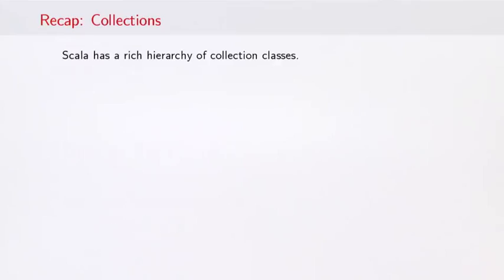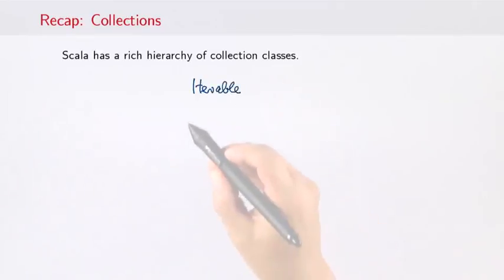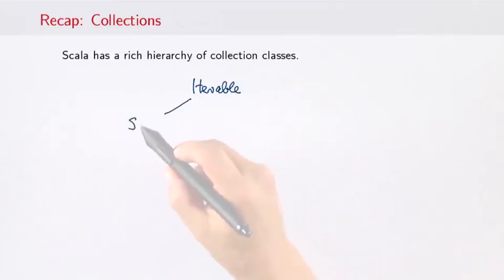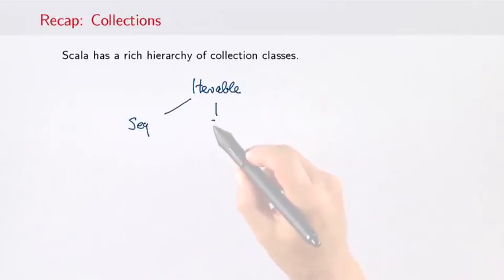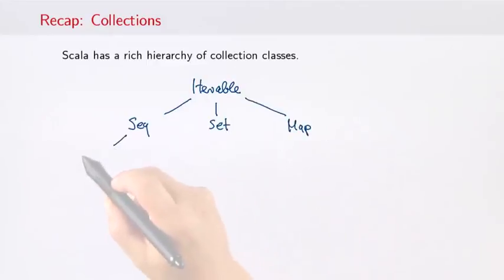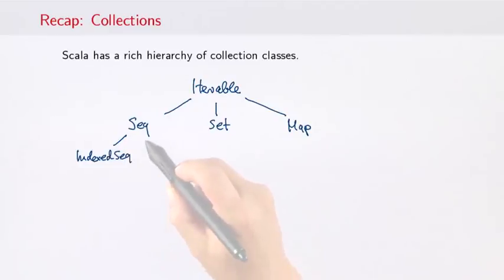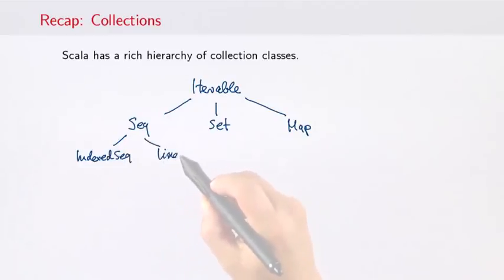First, Scala has quite a rich hierarchy of collection classes. One of the base classes is called Iterable, and it gives you collections you can iterate through. And then there would be subcategories. There would be the sequences, the sets, and the maps. If you look at sequences in turn, they could be indexed, which means you have fast random access, or they could be linear, which means they're optimized for sequential scan.